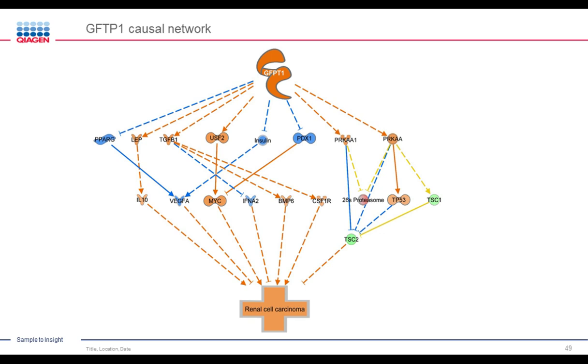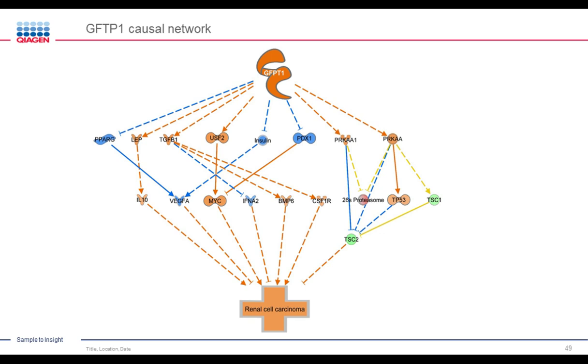And then when we look at the causal network, it provides us with an explanation of how activation of this enzyme is leading to an increase in the renal cell carcinoma phenotype. What we see on this causal network is that GFPT1, when it's active, is leading to activation of other regulators such as TGF-beta1, USF2, and PRKAA. And then this activation is leading to activation of downstream oncogenes such as MYC and also TP53. And this is leading to increased renal cell carcinoma phenotype.